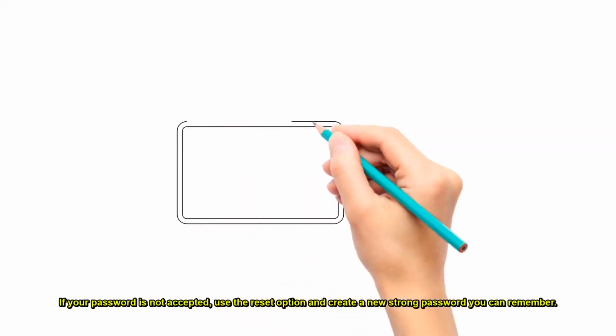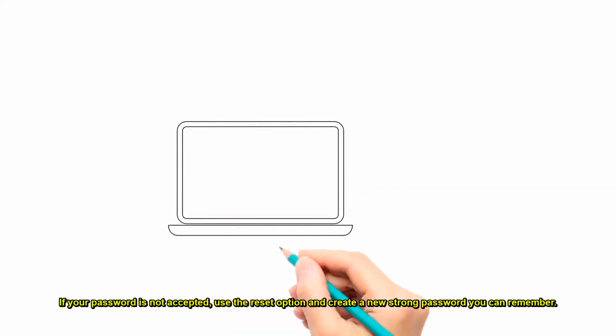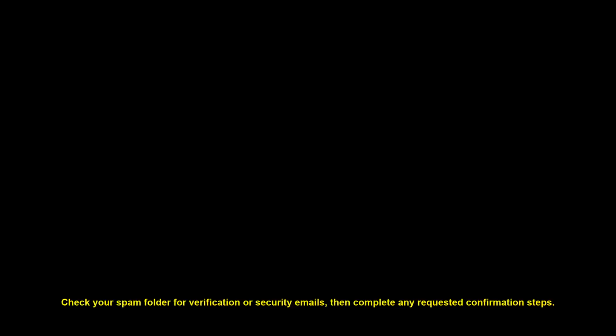If the page does not load, refresh the browser or try again in a private or incognito window. Make sure you are using the correct email address, then retype it carefully to avoid small typos. If your password is not accepted, use the reset option and create a new strong password you can remember. Check your spam folder for verification or security emails, then complete any requested confirmation steps. Enable two-factor authentication if available to improve account security and reduce unauthorized access risk. After signing in, review your profile details so your contact information and settings are accurate and current.